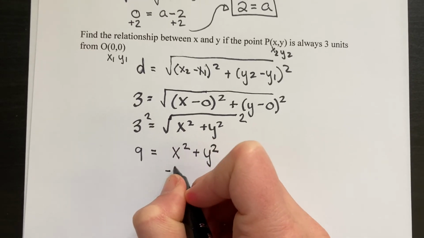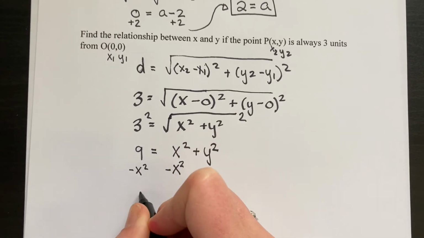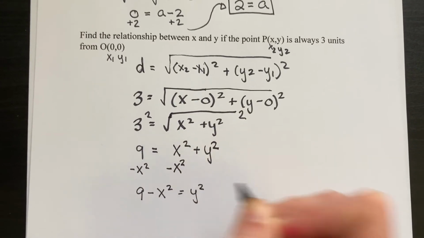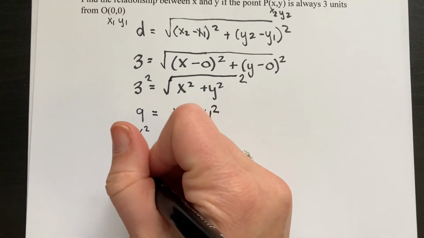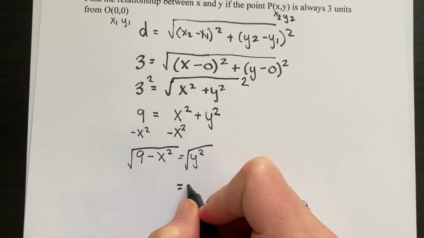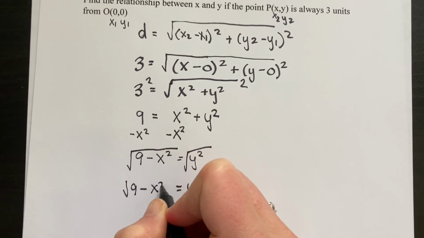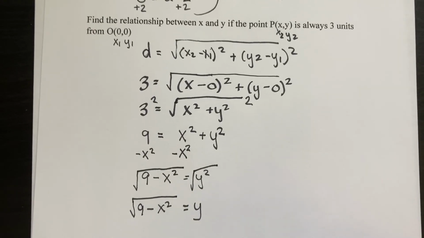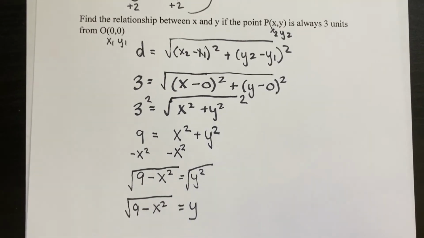So I'm going to move over this x squared by subtracting x squared from both sides. So now we have 9 minus x squared equals y squared, but that's a y squared, not y. So if I want to get just y, I have to square root both sides. The square root of y squared would just be y, and that is equal to 9 minus x squared, all square rooted. So there we go. That's the relationship between x and y if P is x comma y, and we know it's 3 units away from the origin.